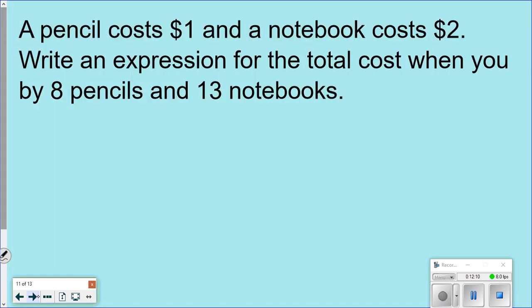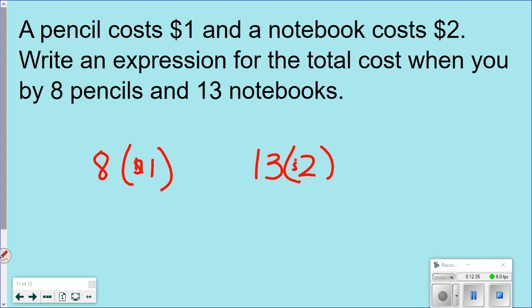Okay, so we have a few other story problems. It says a pencil costs $1 and a notebook costs $2. Write an expression for the total cost when you buy 8 pencils and 13 notebooks. If you wanted to find the total cost of buying all these pencils and notebooks, how would it look? Well, if I know that each pencil is $1 and each notebook costs $2, if I add that together, that should give me the total cost.